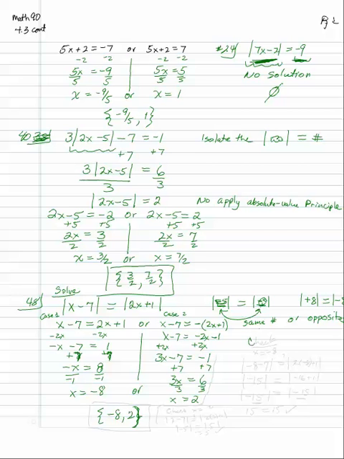And I can check. So if x equals -8, we're asking this question. So you get -15. Absolute value -15 is 15. Over here you get -16 plus 1.